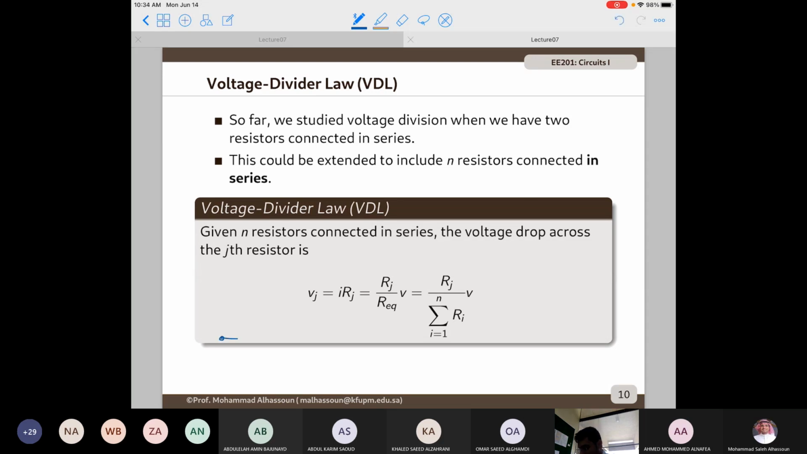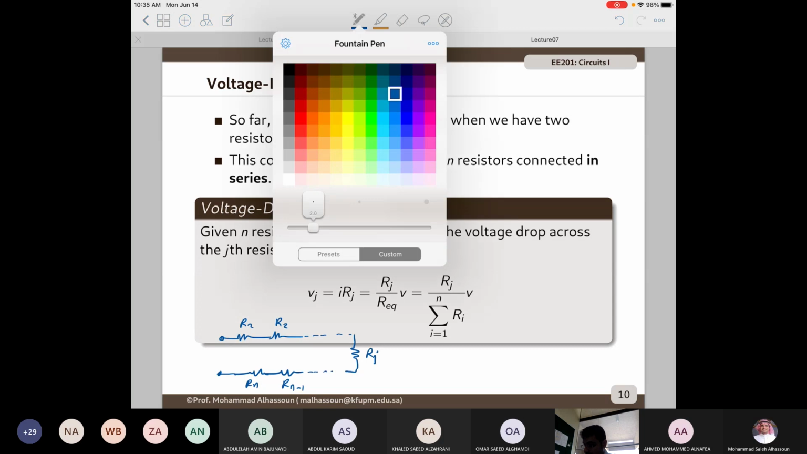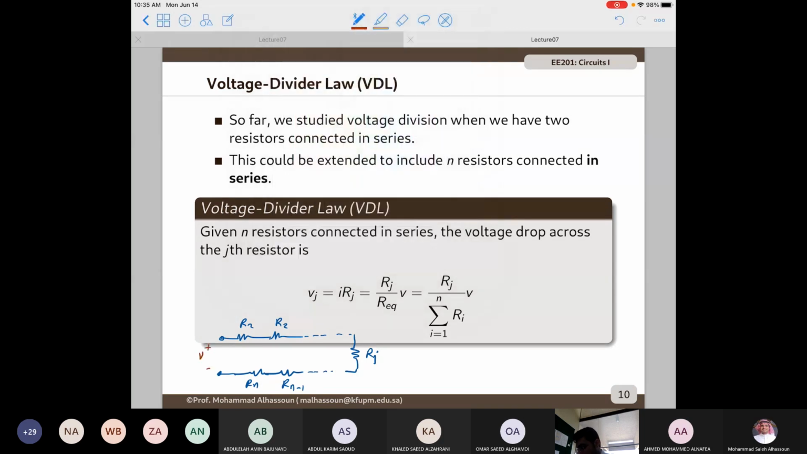So think about it this way. We have R1, R2, and so on until you reach Rj, then Rn minus 1, Rn, and this one is V. Vj will be Rj divided by R1 until Rn, multiplied by V. So this formula is known as the voltage divider law.